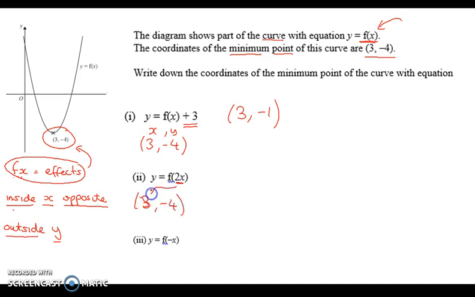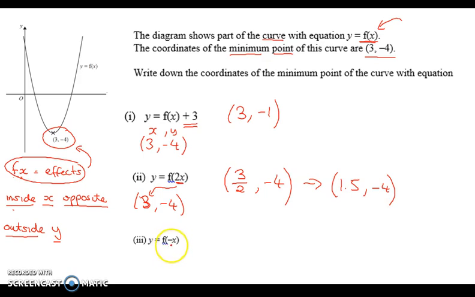We're only affecting the x part, and we're doing the opposite to what it says. We're dividing 3 by 2. So our new coordinate will be (3 divided by 2, -4). Now, some of you may not like writing your answers as fractions, but it's perfectly acceptable to do that. You might want to put down 1.5 as you prefer to write them as decimals. Either way is fine.